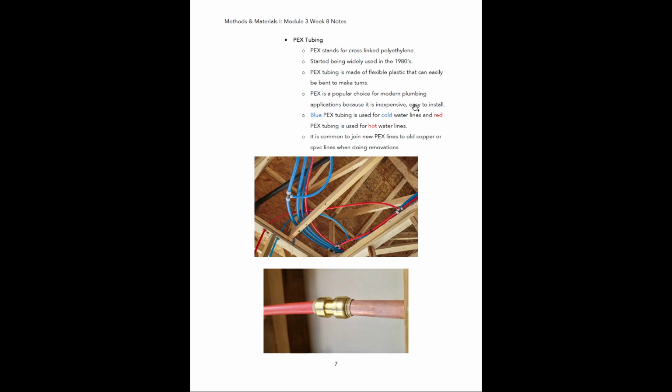It is a popular choice for modern plumbing applications because it's inexpensive and very easy to install. Blue PEX tubing is used for cold water lines, and red PEX tubing is used to indicate hot water lines. Okay, so you can see the colors here and what those are indicating. That's really nice because you can just look at it and know the temperature of the water inside of it.